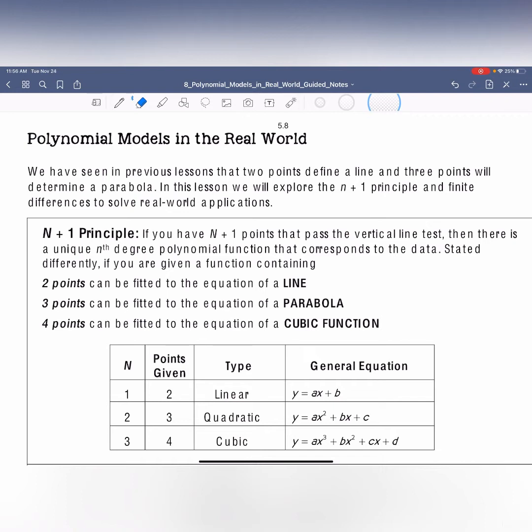Okay, we're going to be talking about polynomials in the real world. We will be using a calculator for this lesson. If you have a TI-84, it'd be a great time to take it out. If you downloaded the TI-84 free trial, take that out.